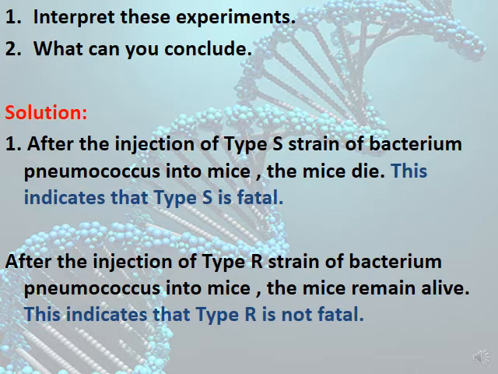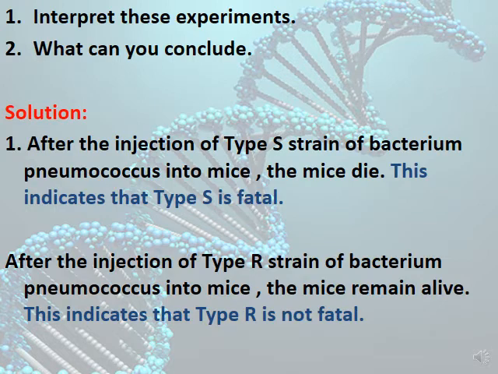So DNA carries genetic information, since after the injection of the DNA of the S and the virulent R type, this will lead to the death, meaning that the R type is transformed into the virulent S type, S strain, and causes the death. So interpret, after the injection of the type S strain of bacterium Pneumococci into the mice, they die. What does this indicate?